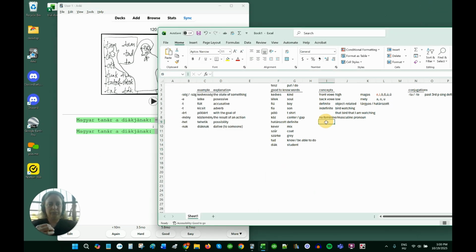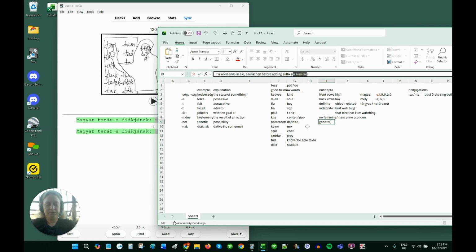So concept, if a word ends in a vowel, and of course they're saying only a and e get lengthened. It's silly to say o, because Hungarian words never end in a short o. They always end in a long ó if they're going to end in o. So if a word ends in e or a, lengthen before adding suffix in general. There are some suffixes that are exceptions.